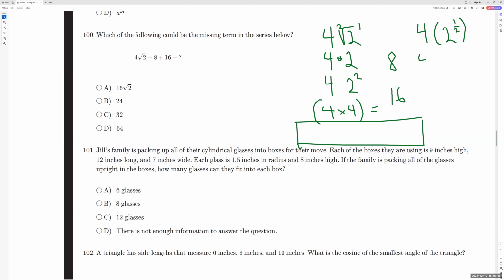Then we continue to have the 4, but this is 2 to the power of 1, or just 2 to the 1. All right, 16 is 4 times 4, but the second 4 is 2 to the power of 2. So for the next one, I know the pattern is that I'm multiplying a 4 times a power of 2. What would be the next power of 2?